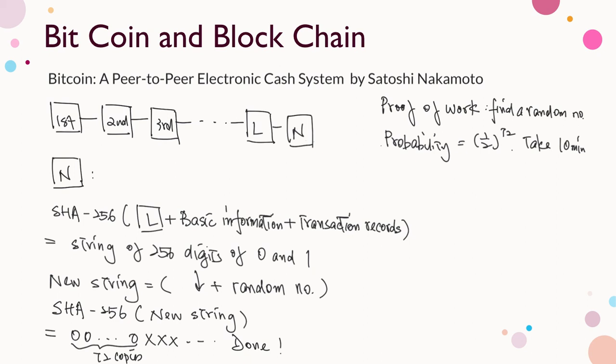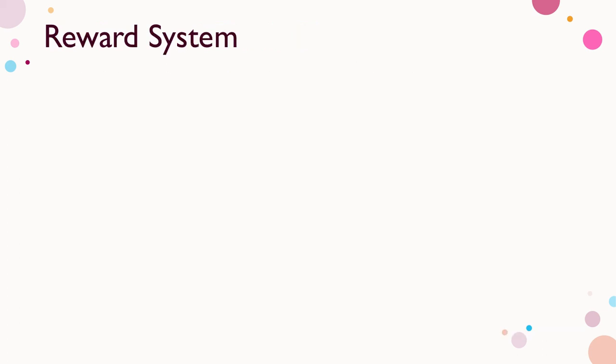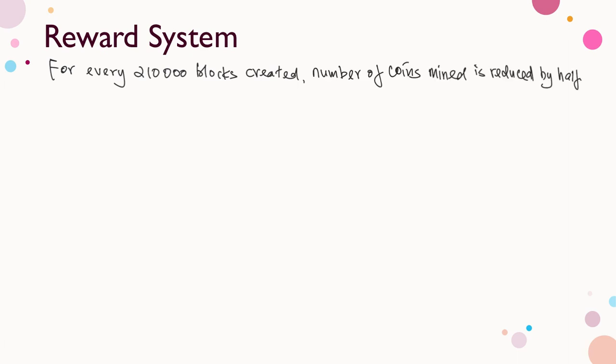In 2017, the reward for forming a new block is 12.5 bitcoins, plus a transaction fee, 2 coins on average. 14.5 bitcoins is a lot of money and attracts many people around the world to work with computers as miners for the blockchain. For every 210,000 blocks created, the number of coins rewarded for mining is reduced by half.